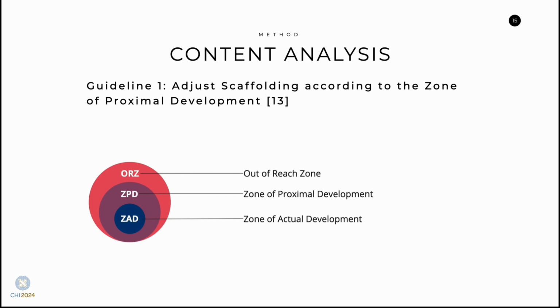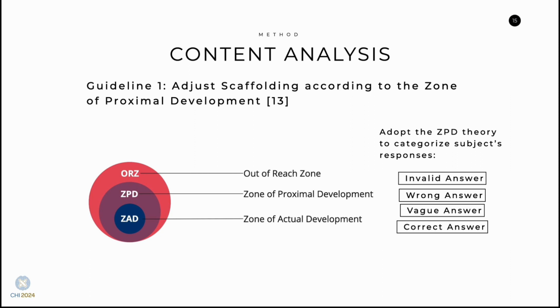Based on the ZPD theory, we categorized 4 types of subject responses. The testers assessed the subject's ZPD status according to the response type and selected the appropriate scaffolding strategy.